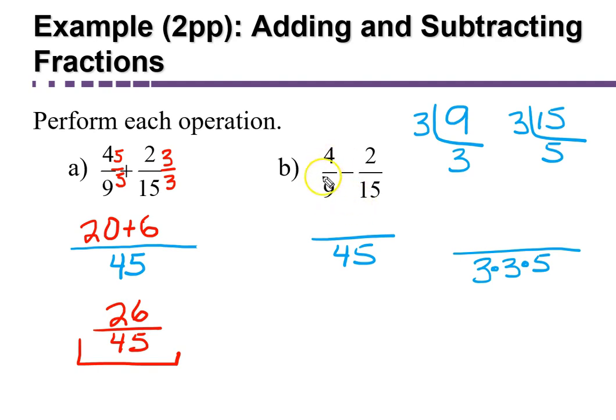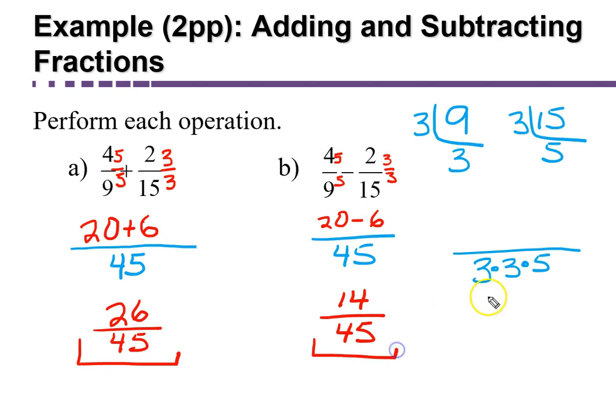Now over here, we're going to use the same protocol. 5 over 5 and 3 over 3. So this will be 20 minus 6. So 20 minus 6 is 14 over 45. And again, that can't be simplified anymore.